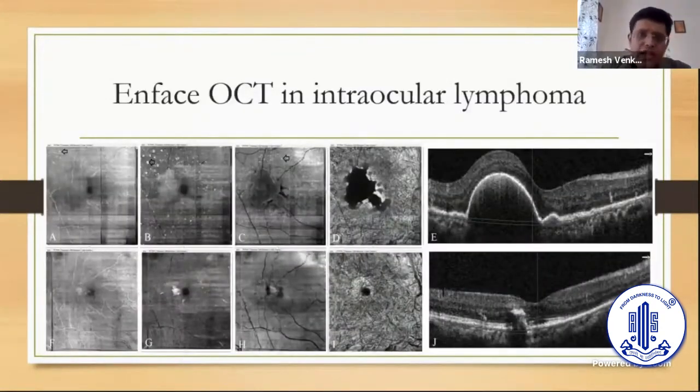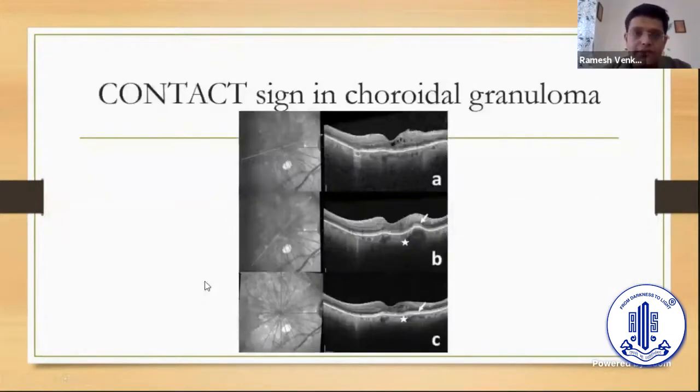Again, en face OCT in lymphomas, you could see these white dots in the deep layers, which are basically suggestive of the vertical hyperreflective foci which you see in patients with intraocular lymphomas. And following treatment with intravitreal methotrexate or rituximab, there is a disappearance of these spots.